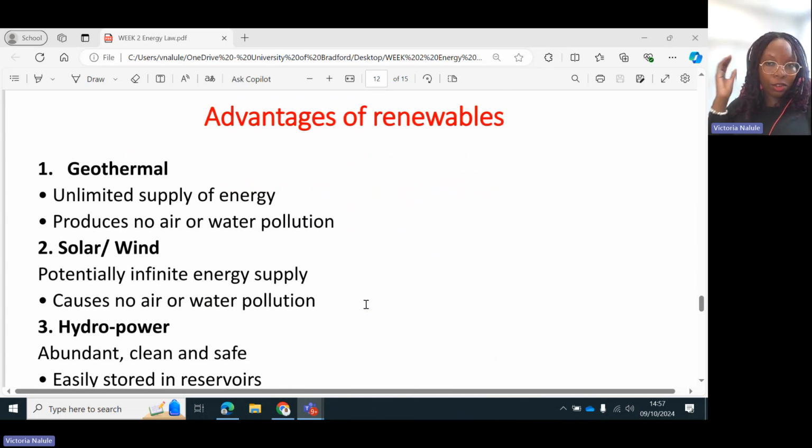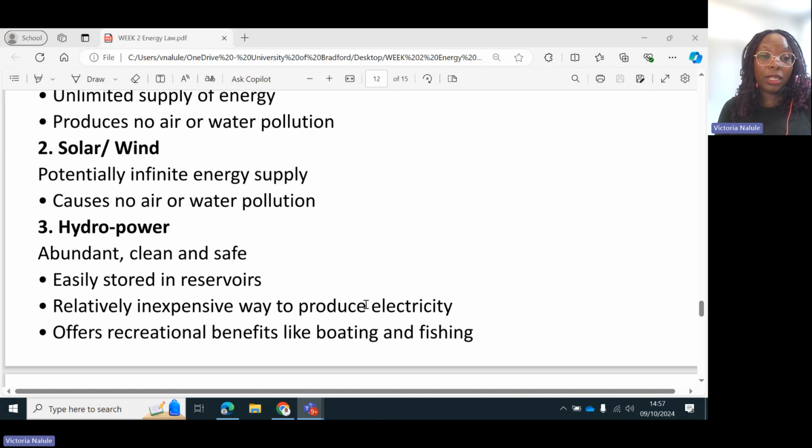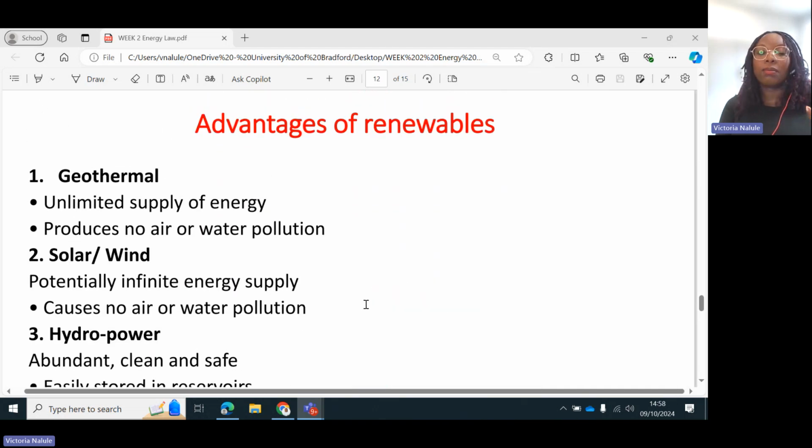So what are the advantages of renewable energy? For geothermal, you would have unlimited supply of energy, and it produces no air or water pollution. For solar or wind energy, they are an infinite energy supply, and they cause no air and water pollution. And for hydropower, it's abundant, it's clean, it's safe, it can easily be stored in reservoirs, it's a relatively inexpensive way to produce electricity, and it offers recreational benefits like boating and fishing. So those are the advantages associated with renewable energy.